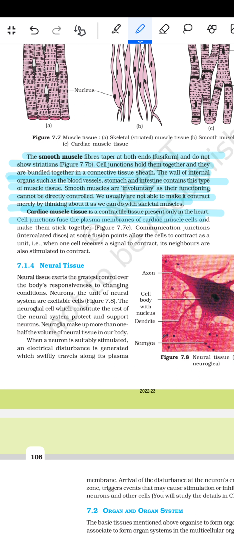Cell junctions fuse the plasma membrane of the cardiac muscles and make them stick together. Communication junctions, intercalated at some fusion points, allow the cells to contract as a unit. When one cell receives a signal to contract, its neighbors are also stimulated to contract.